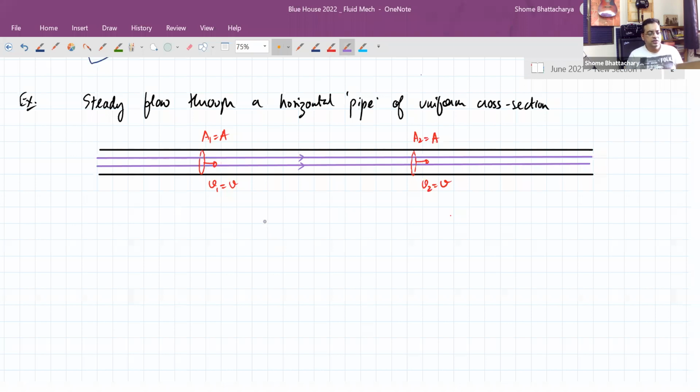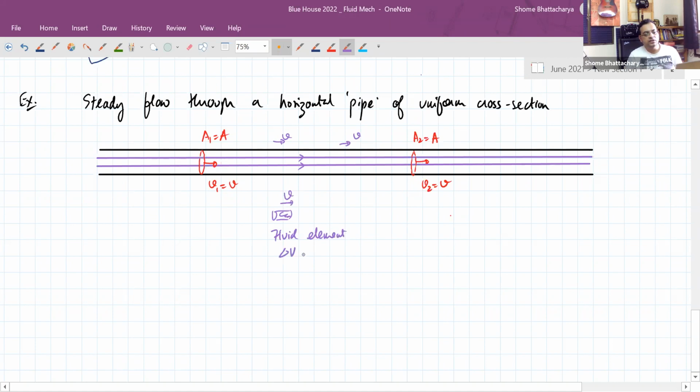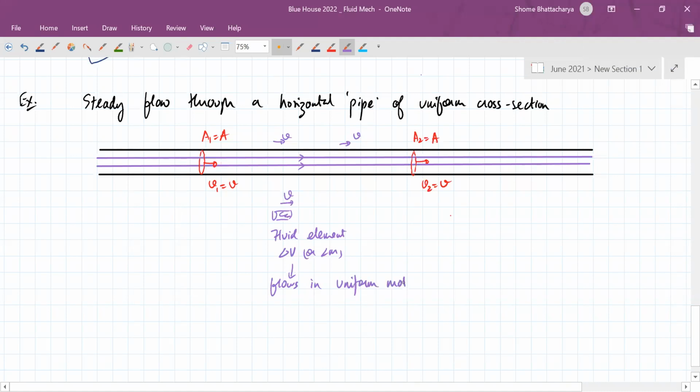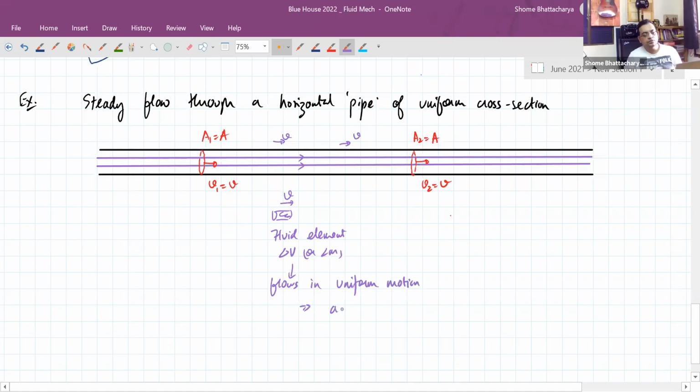So now the more important thing is, if you consider a fluid element that is flowing through, they're all flowing at constant speed like this. If you consider a fluid element, a differential mass or a differential volume of fluid, going from section 1 to section 2, as it is going, in what type of motion? A fluid element flows in uniform 1D motion. So its acceleration should be 0. So if its acceleration is 0, that means the net force acting on it must be 0.